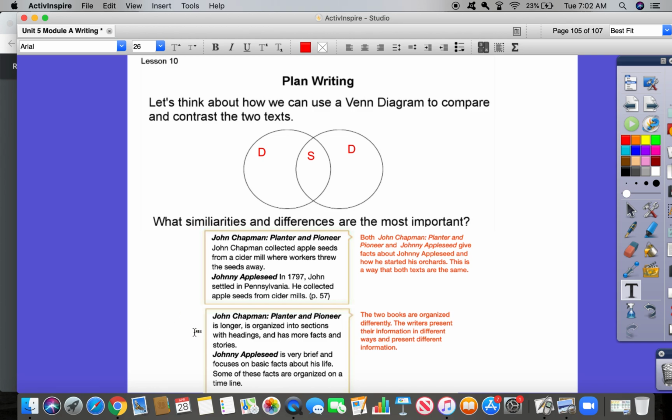Second example, John Chapman, planter and pioneer, is longer, is organized into sections with headings, and has more facts and stories. Johnny Appleseed is very brief and focuses on basic facts about his life. Some of these facts are organized on a timeline. The two books are organized differently. The writers present their information in different ways and present different information.